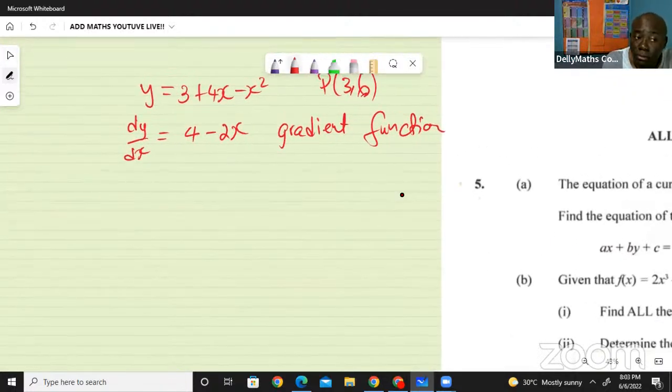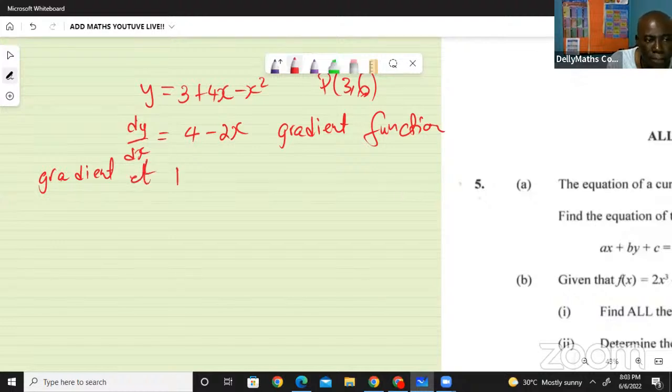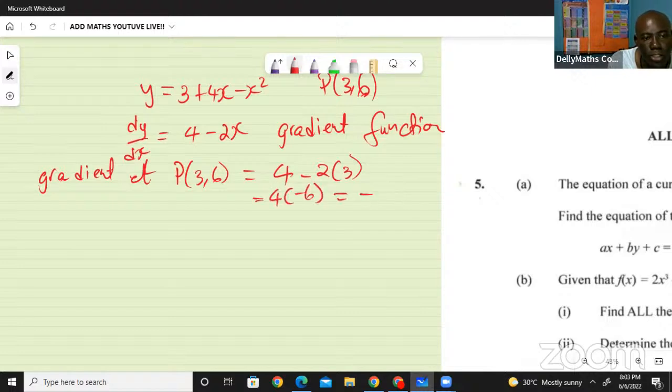So the gradient at P, which is (3, 6), is equal to 4 minus 2 times 3, which is 4 minus 6, which is equal to minus 2. So the gradient at P is minus 2. Now let's think about this. A tangent is going to pass through this exact point. The concept of a tangent is that it kisses the curve and moves on, so it does not cut through. It kisses it at a point, and the point is right here.